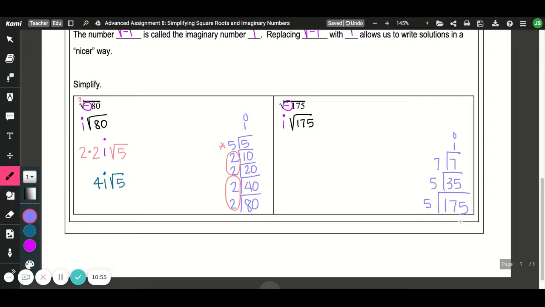That's my candle. So I have a pair of 5s. That means that I can bring the 5 out in front of the radical. That i stays right in front of the radical. Nothing goes in between them. And then the 7 doesn't have a pair, so there's not 2 of them. That means it can't come out of the radical. It has to stay inside. And this one actually doesn't have anything to simplify. There's nothing to multiply here. There's only one number inside there. So there's nothing further to simplify.